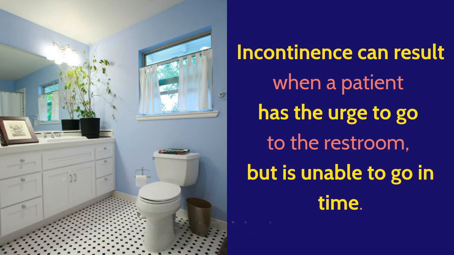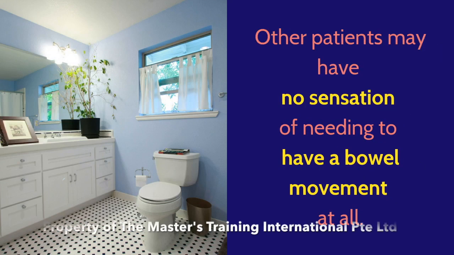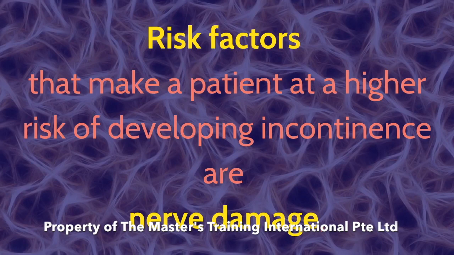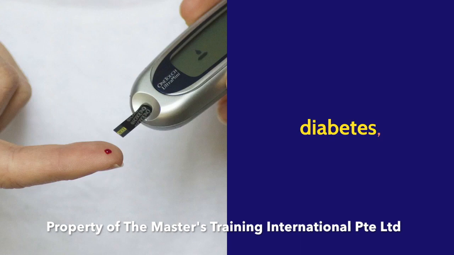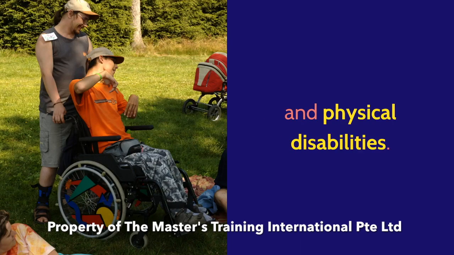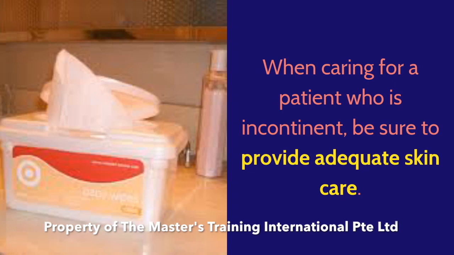Incontinence can result when a patient has the urge to go to the restroom, but is unable to go in time. Other patients may have no sensation of needing to have a bowel movement at all. Risk factors that make a patient at a higher risk of developing incontinence are nerve damage, such as in patients with multiple sclerosis, diabetes, Alzheimer's disease, and physical disabilities. Gender also impacts incontinence, as women are more likely to be incontinent than men because of complications they may have had during childbirth. When caring for a patient who is incontinent, be sure to provide adequate skin care.